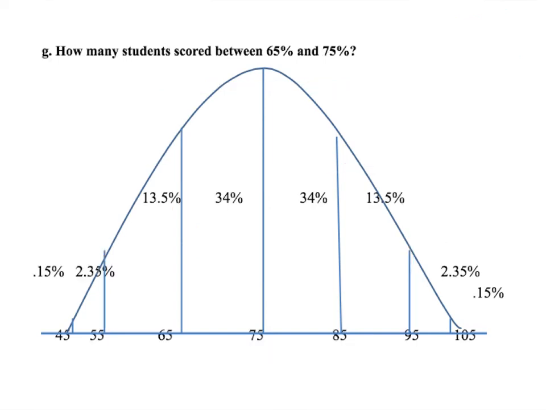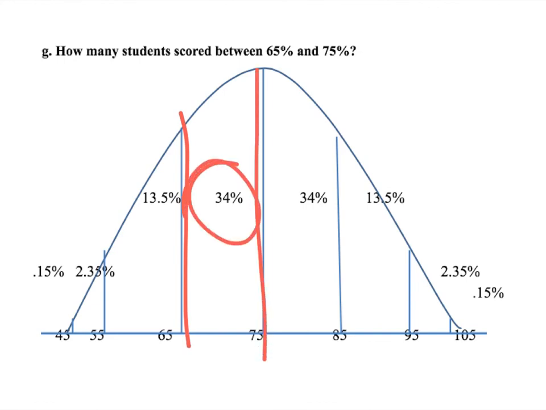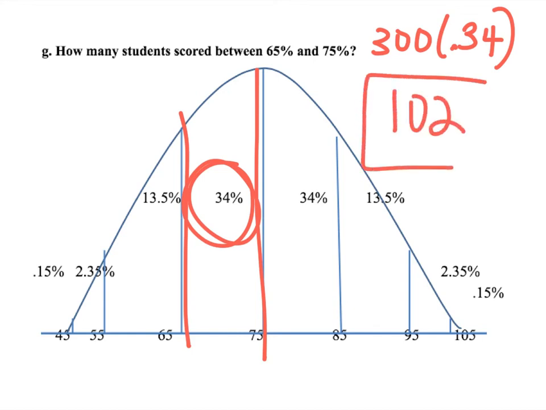How many students scored between 65 and 75? That was only 34%. So there's 300 kids, 34%. 300 times 34% would give us 102 kids. 102 students scored between a 65 and a 75 on the quiz.